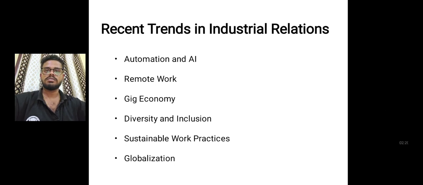Next one, bipartite industrial relations. It refers to direct negotiations and agreements between the two parties, that is, employers and the employees or their representatives. It often involves discussions regarding the workplace conditions, wages, and benefits, and how to improve the work environment.